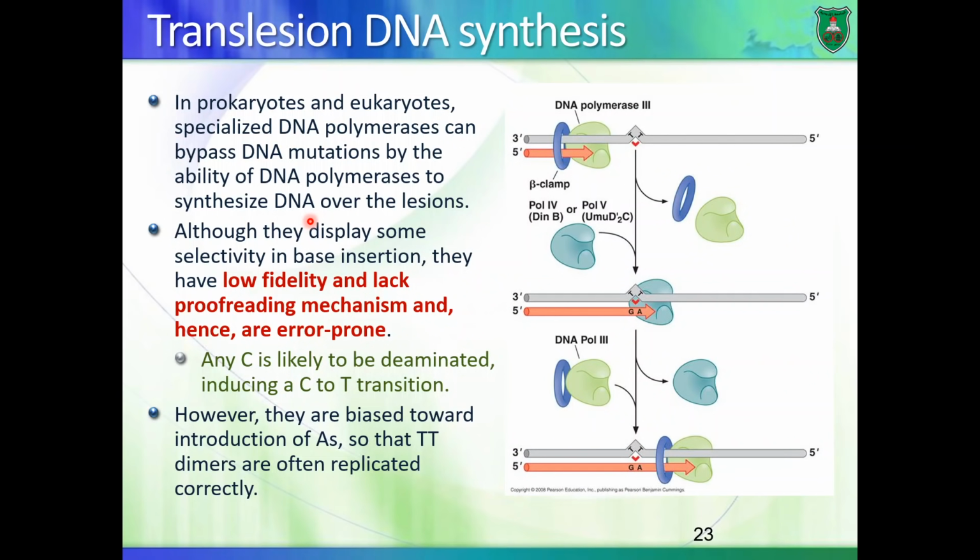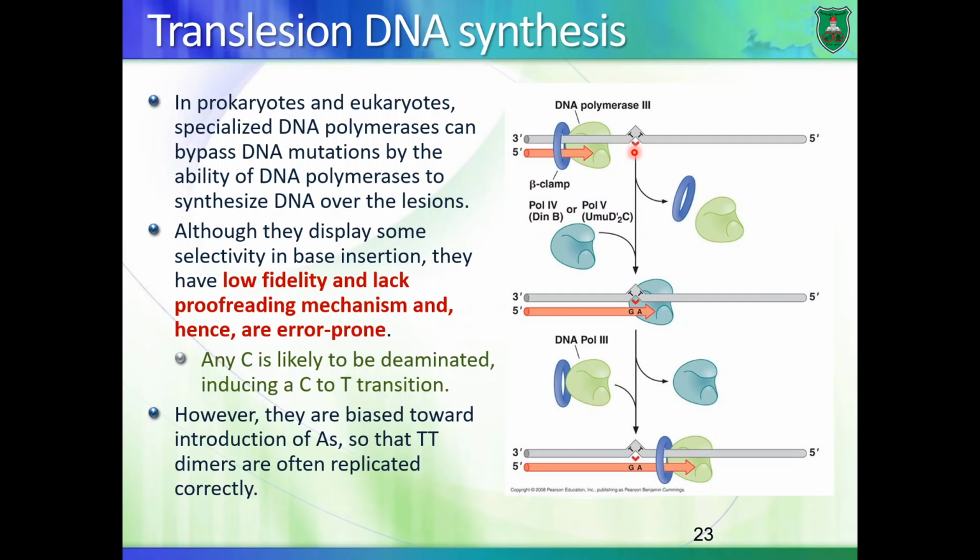Now, let's say that you have a thymine dimer, a pyrimidine dimer right here, and you have DNA polymerase working on synthesizing DNA. And it hits the pyrimidine dimer. How does it handle that? Here we have a repair system known as translesion DNA synthesis.